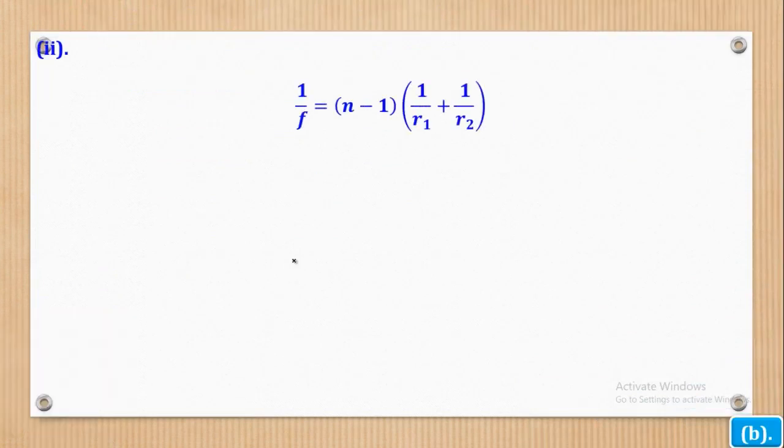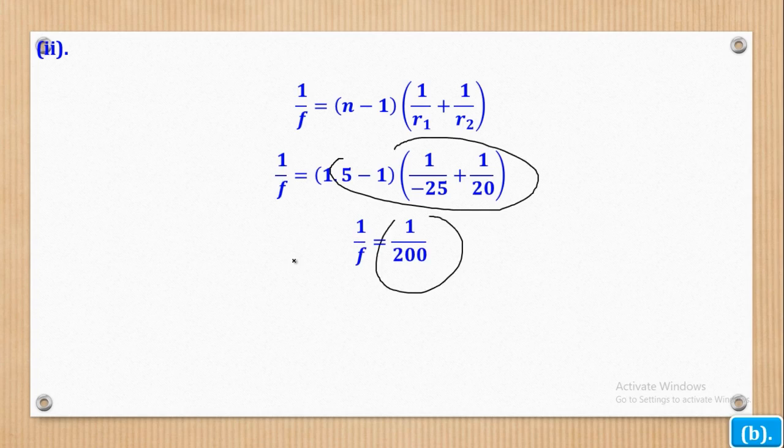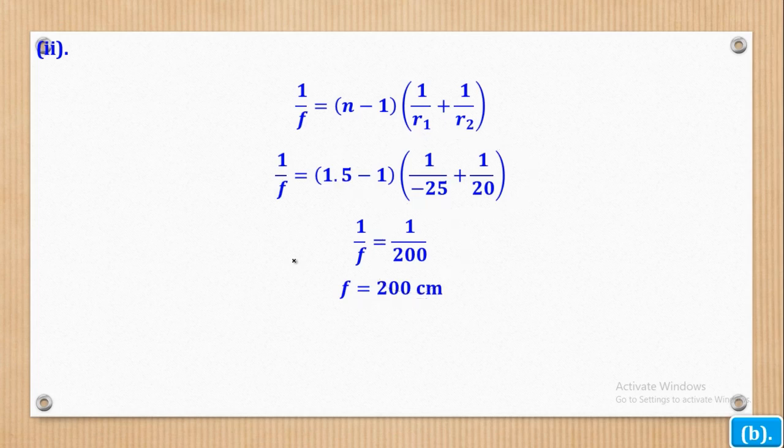So you already know that 1 over f is equal to (n minus 1) in brackets (1 over R1 plus 1 over R2). So you're going to substitute for refractive index, then the radius. One radius will be negative, another one will be positive, because a converging meniscus is in this form. So one will be positive, another one will be negative. When I simplify the whole of this using a calculator, I'll come up with this. Therefore, get the reciprocal, f will be 200 centimeters. So that is how the marks would be awarded.